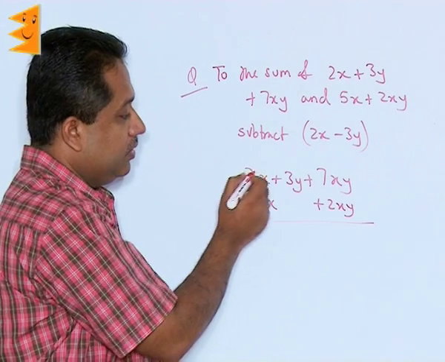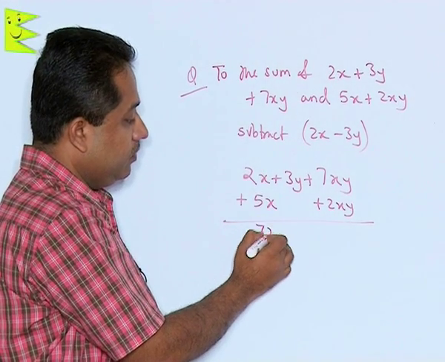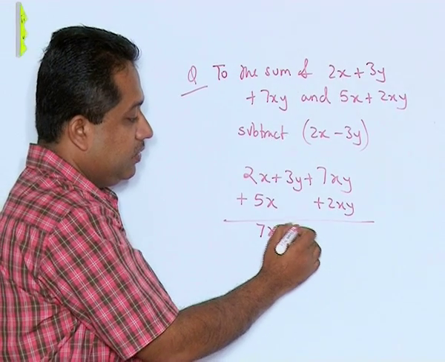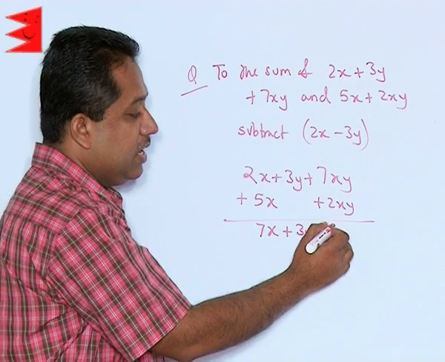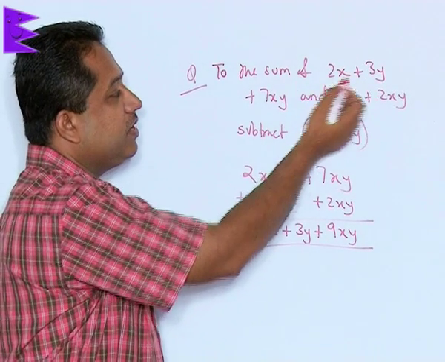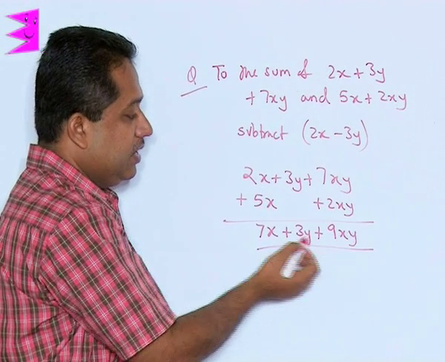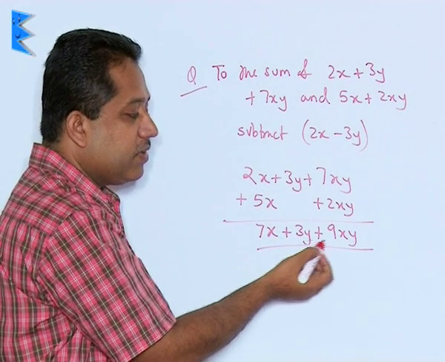What is going to happen? The like terms I have written one below the other for simple addition. This is 7x, 3y, and this is going to be 9xy. So I have found out the sum of 2x plus 3y plus 7xy and 5x plus 2xy, and here we've got the result as 7x plus 3y plus 9xy.